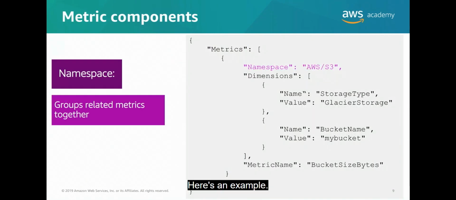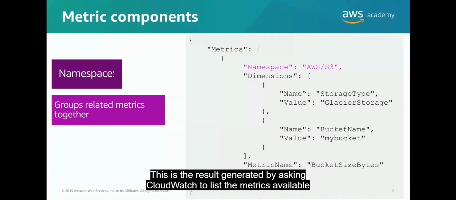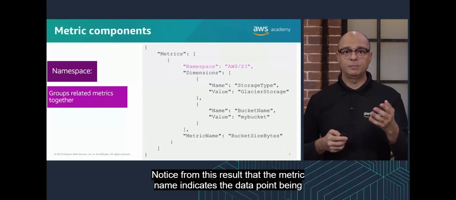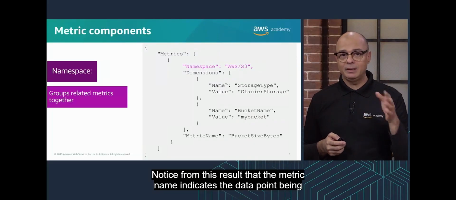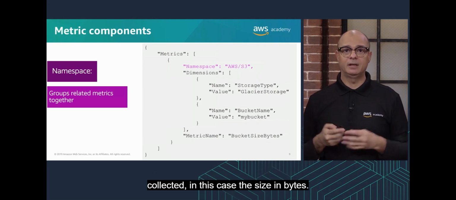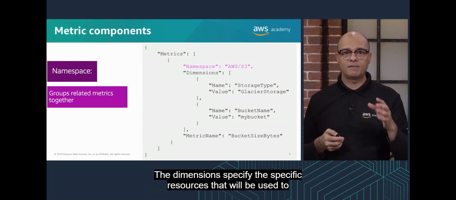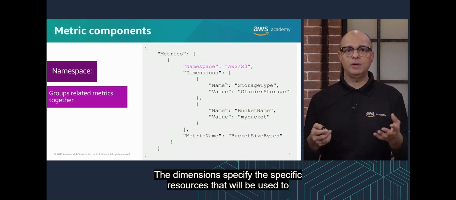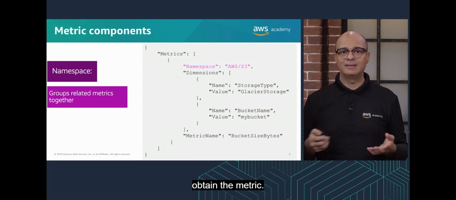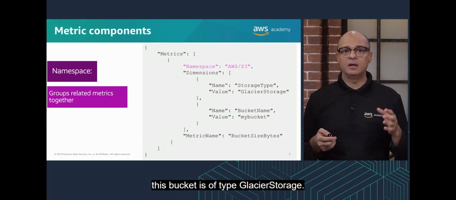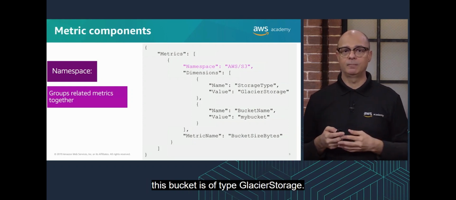Here's an example. This is the result generated by asking CloudWatch to list the metrics available for the namespace AWS/S3 via the command line interface. Notice from this result that the metric name indicates the data point being collected. In this case, the size in bytes. The dimensions specify the specific resources that will be used to obtain the metric. In this case, it's a single bucket called My Bucket, and this bucket is of type Glacier Storage.